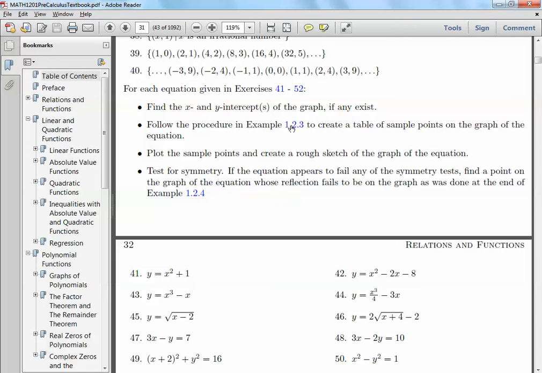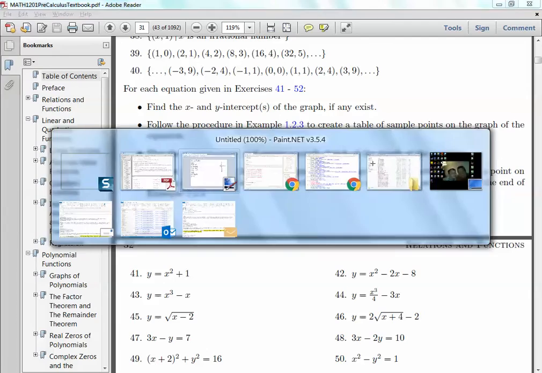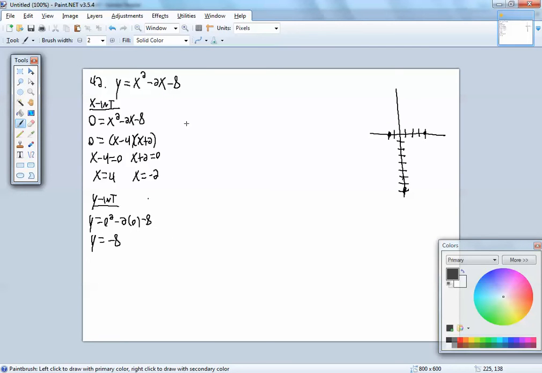Follow procedure to create a table of sample points on a graph of the equation. Plot the sample points and create a rough sketch. I think what they're indicating here is you want to create a t-chart until you see the true picture of what the graph looks like. Now I want to choose an x value to plug in. Maybe I kind of have an idea here. Let's try 1. So you plug in x equals 1 for the x here.